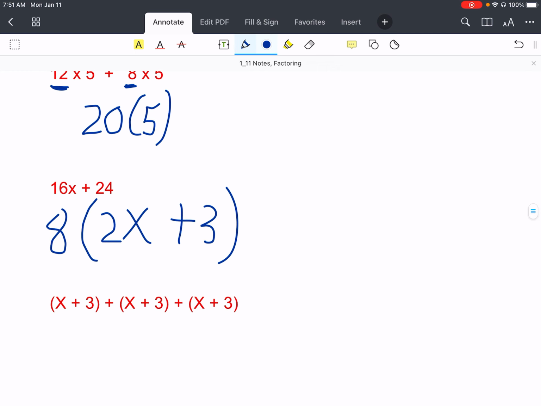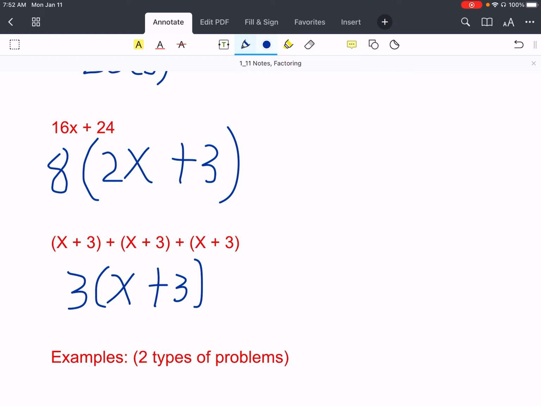And then we have this where we have x plus 3 plus x plus 3 plus x plus 3, and this is repeated addition. So there are 3 of these. So instead of writing a bunch of addition, we can say, well, there are 3 groups of x plus 3. And these are all just different ways that we can manipulate expressions and equations, and you will be using all of these strategies eventually, but we're just practicing factoring today.